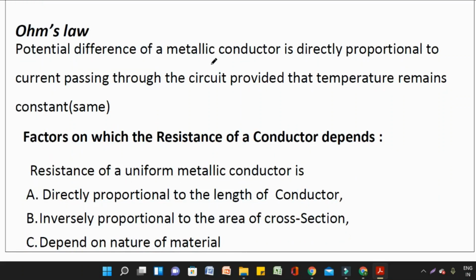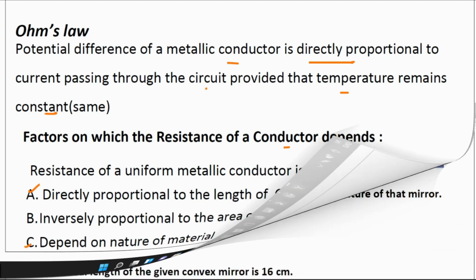The potential difference of a metallic conductor is directly proportional to the current passing through the circuit, provided that the temperature remains constant. Factors on which the resistance of a conductor depends: first, it is directly proportional to the length of the conductor. Second, it is inversely proportional to the area of cross section. Third, it depends on the nature of the material.